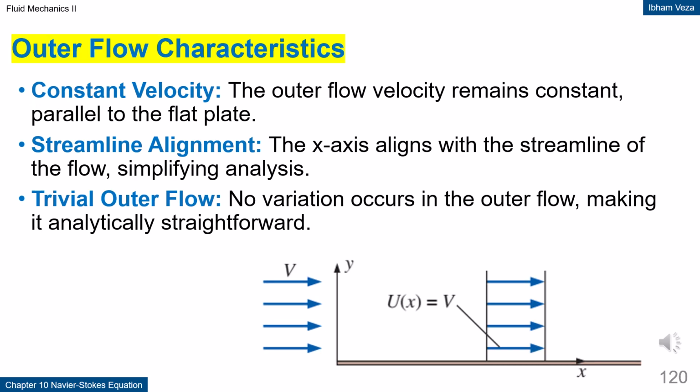Outer flow characteristics. The outer flow velocity is assumed to be constant and parallel to the flat plate along the flow direction. The x-axis is aligned with the main streamline to simplify the mathematical formulation. Since there is no variation in velocity or pressure in the outer flow, this condition is referred to as a trivial outer flow. Therefore, all the complexity of the problem appears only inside the boundary layer. This simplification allows the analysis to focus on viscous effects near the wall.